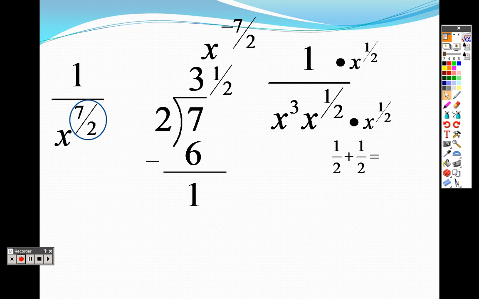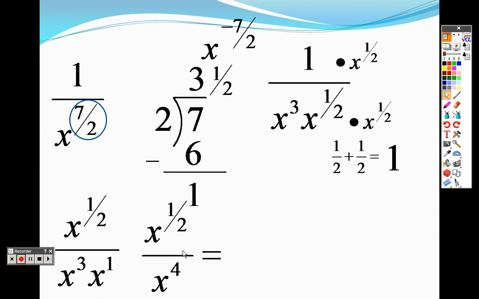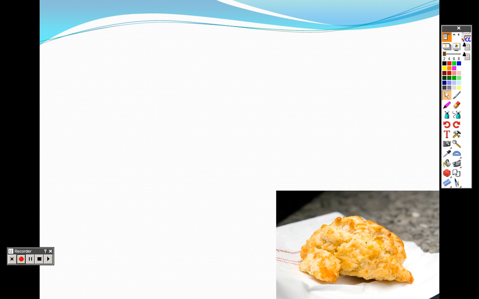So by doing so, half plus a half is a whole. So I have 1 times x to the half, which is x to the half on top. I still have my cubed, and a half is a whole. So that gives me x to the half over x to the 4th, and I'd rewrite x to the half as the square root of x over x to the 4th.